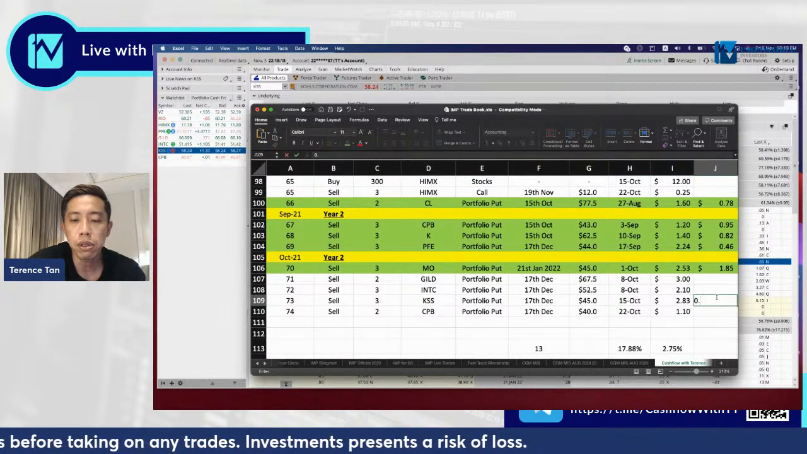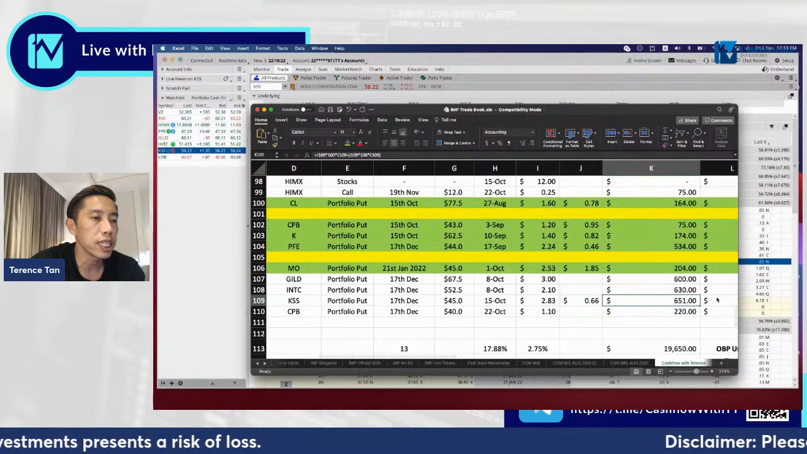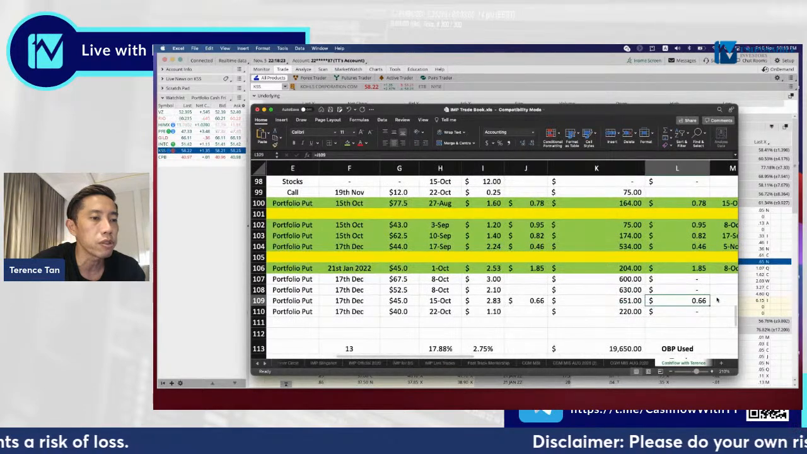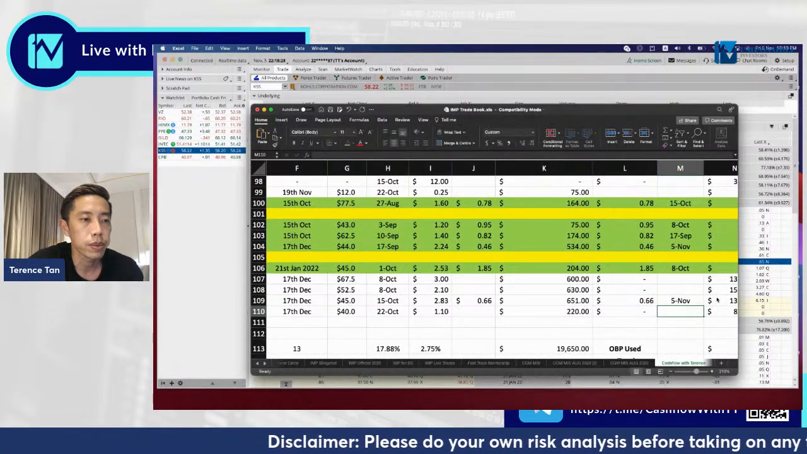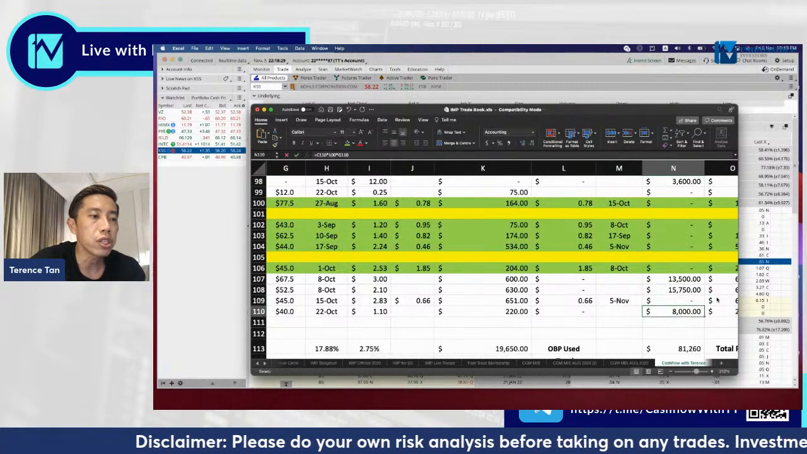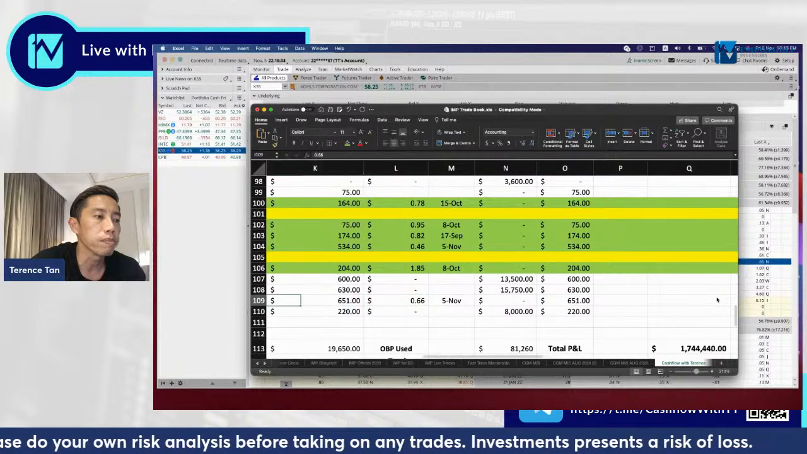So I closed it for 66 right now. That's $651 in cash flow. That's really awesome. 5th of November. We released almost $26,000 today. Really awesome.